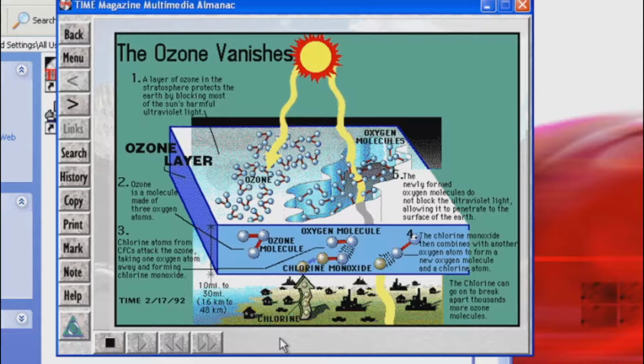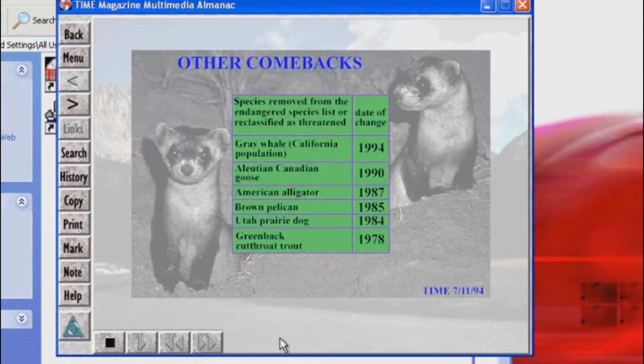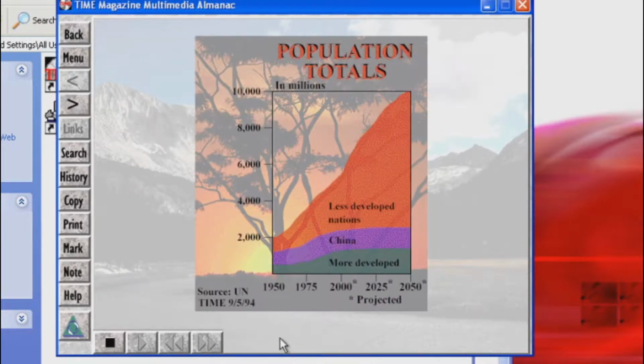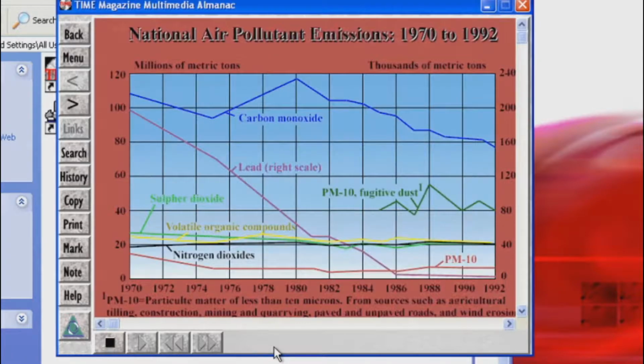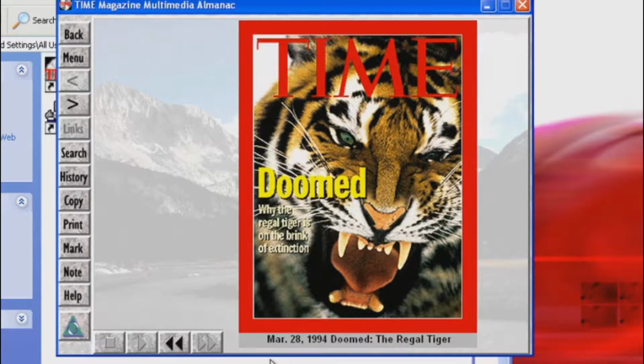Yeah, it was all about Earth and stuff in the late 20th century. Environmental crisis, other comebacks, total population, air pollution, toxic releases, and the front cover, I think. Yeah, that's all of the update stuff for the little slideshow.